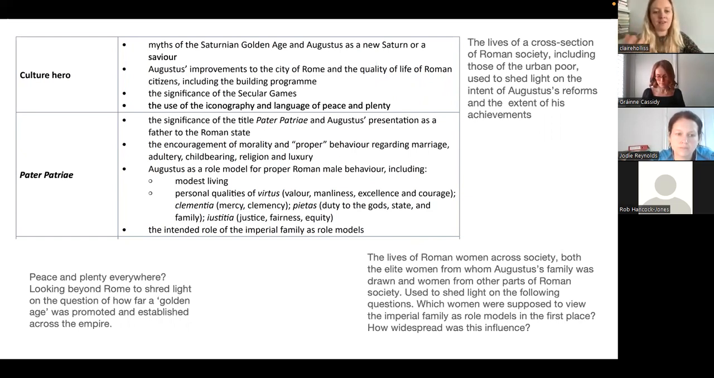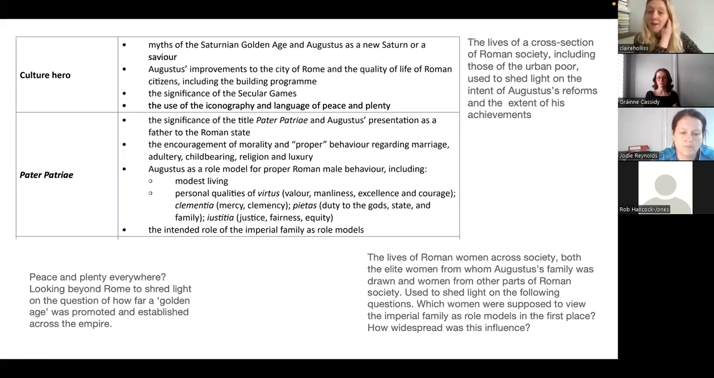Looking at a geographical spread, representing stories from parts of the empire which might not ordinarily be covered, might allow students to think about how far this idea of peace and plenty is everywhere. How far is this supposed golden age affecting the empire as a whole?